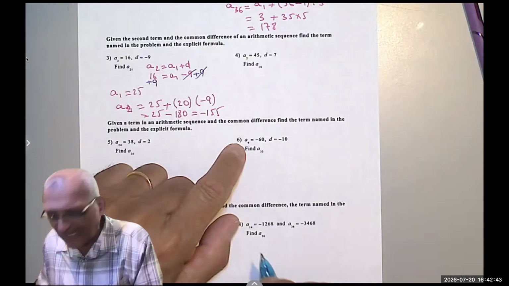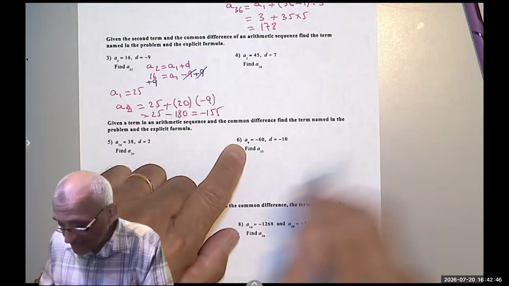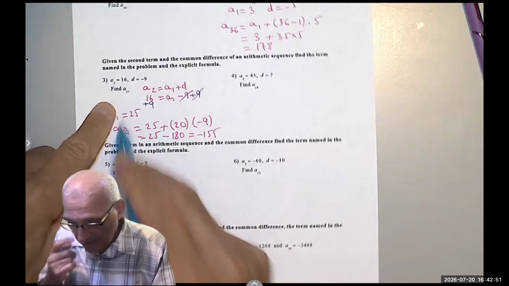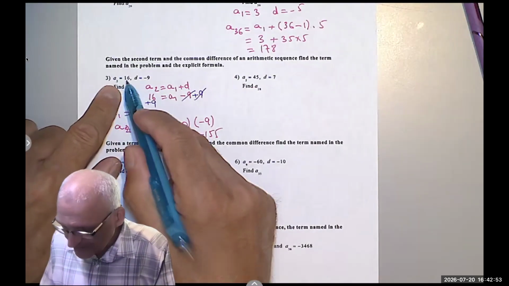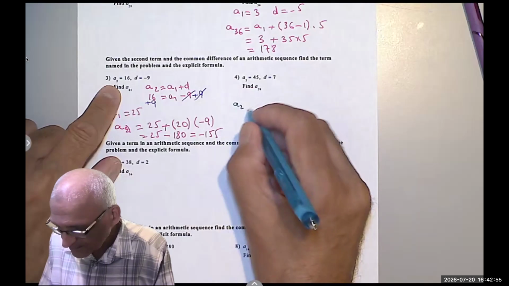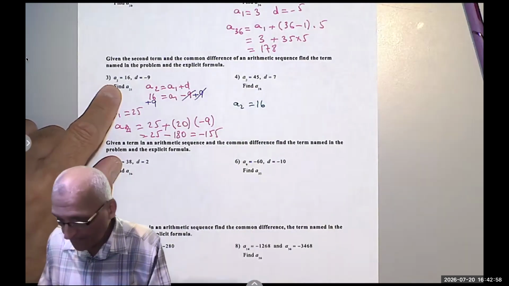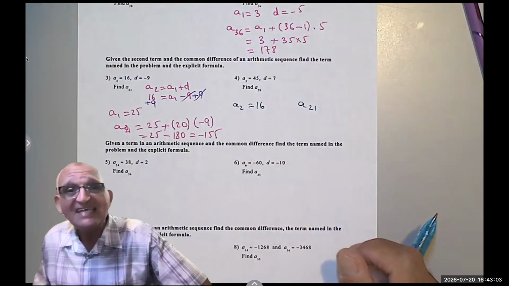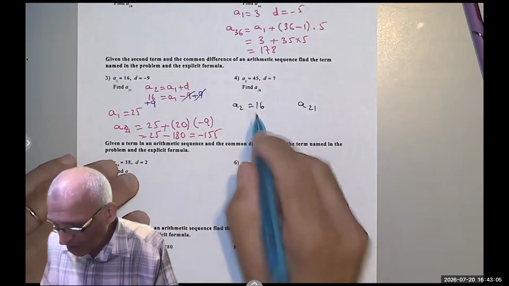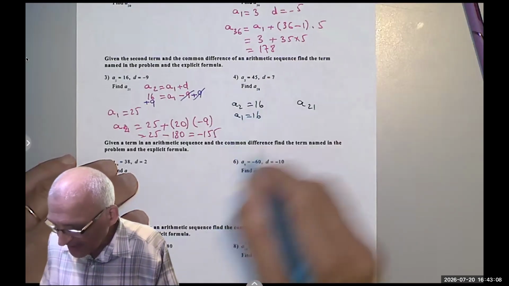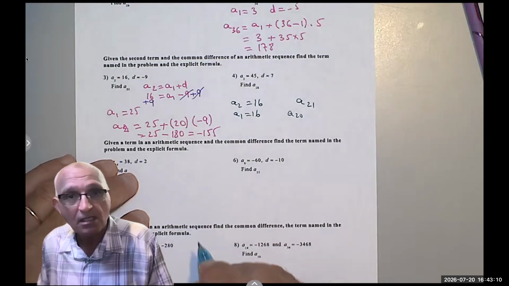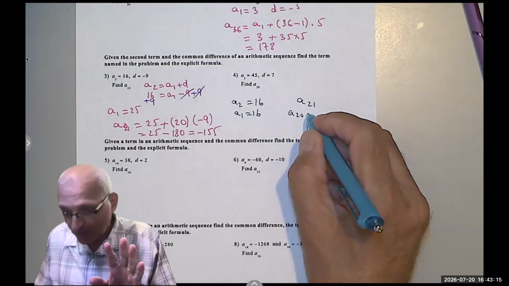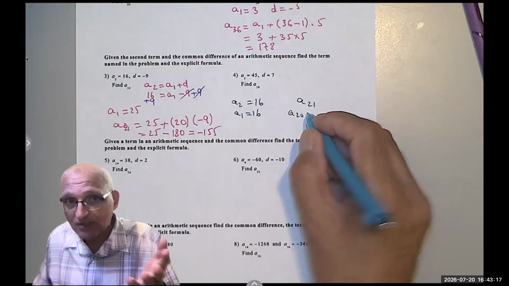They give me a sub 9. Notice that if I subtract 8 from the subscript, I could have said a sub 2 is 16, and I want a sub 21. It's the same thing as saying a sub 1 is 16, and I want a sub 20. I would have solved for a sub 20 instead. I don't want you to get confused, but really it boils down to that.